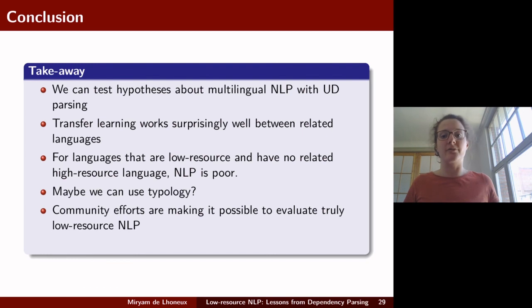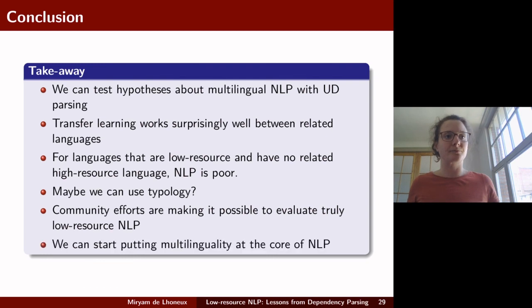And yeah, I've just highlighted community efforts from different sub-communities in NLP for African languages, South American languages, Indic languages, and so on. And they are making it possible to really do truly low resource NLP. Maybe instead of doing English first and having multilinguality as more of an afterthought, as sort of domain adaptation, the time is ripe to start putting multilinguality at the core of what we do.